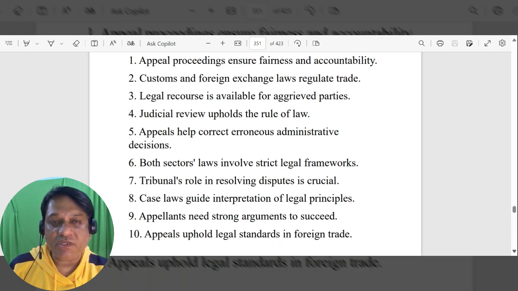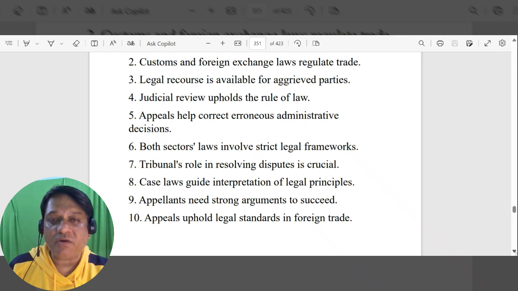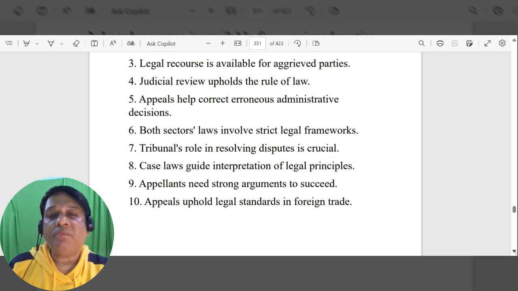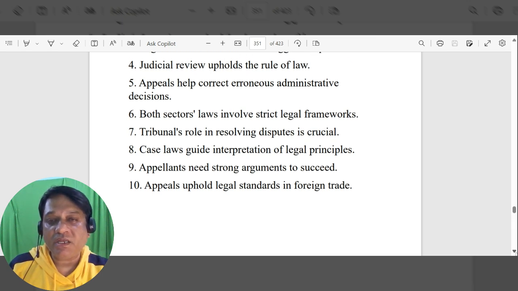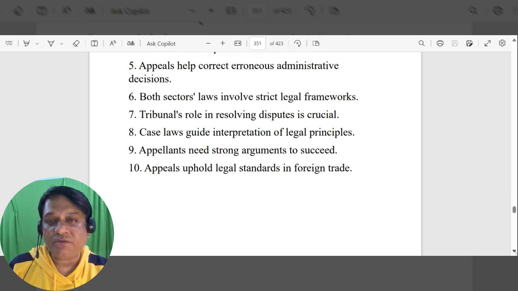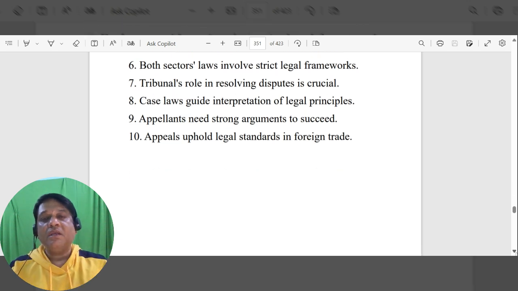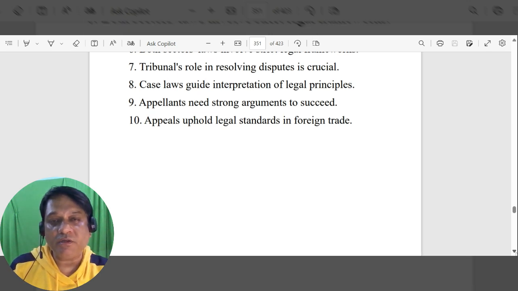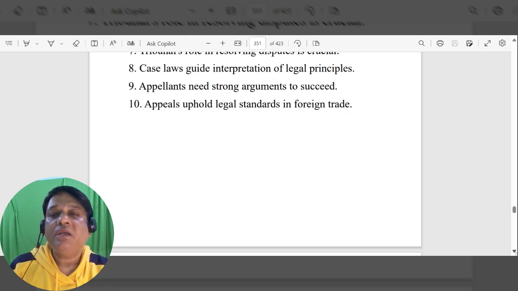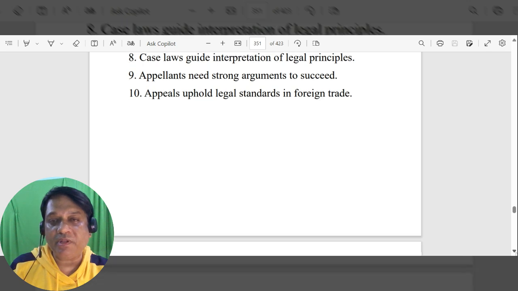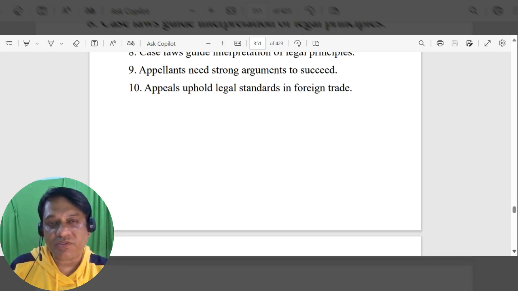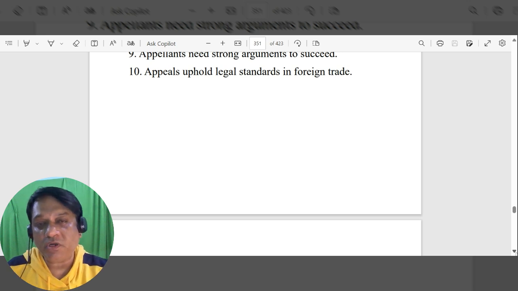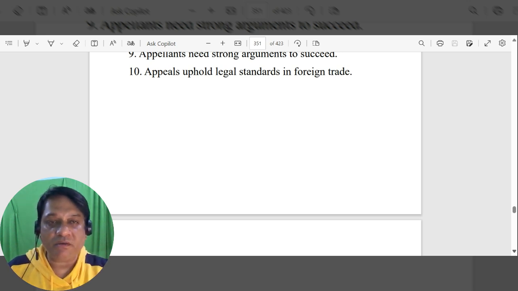Customs and foreign exchange laws regulate trade. Legal recourse is available for aggrieved parties. Judicial review upholds the rule of law. Appeals help correct erroneous administrative decisions. Both sectors' laws involve strict legal frameworks. Tribunals' role in resolving disputes is crucial. Case laws guide interpretation of legal principles. Appellants need strong arguments to succeed. Appeals uphold legal standards in foreign trade.